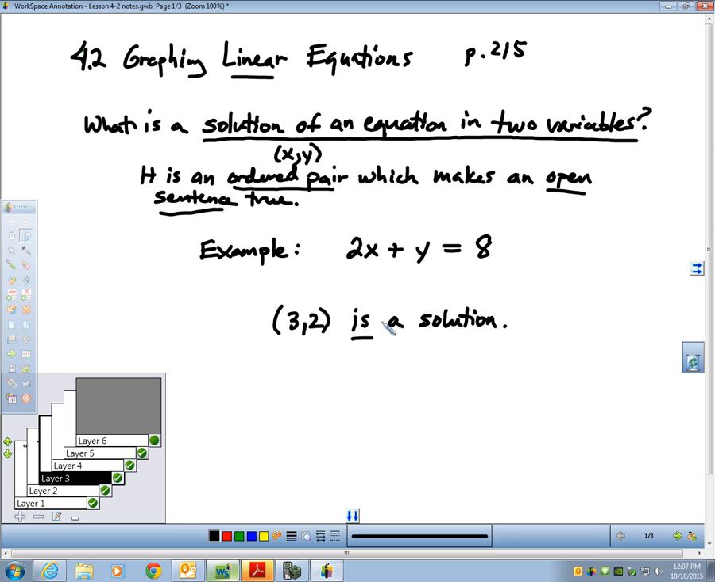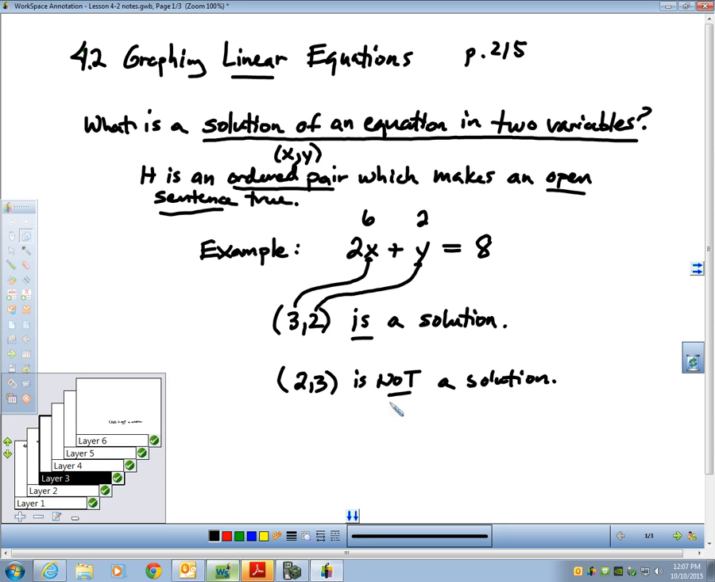(3, 2) would be a solution to this open sentence, because here's why. If I take 3, which is x, and put it in here, 2 times 3 would give me 6. If I take 2 and put it in for y, I get 2. 6 plus 2 is 8. (3, 2) makes this true. That would be a solution.